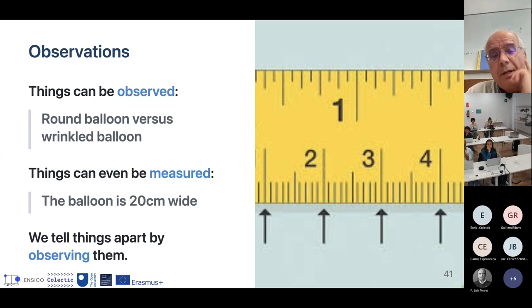We can actually measure them. For instance, we can say that a particular balloon is 20 centimeters wide. Measuring and observing things is how we tell things apart. And this is important because basically a program is manipulating observations of reality. The program never handles reality. It handles an abstraction, observations about reality.